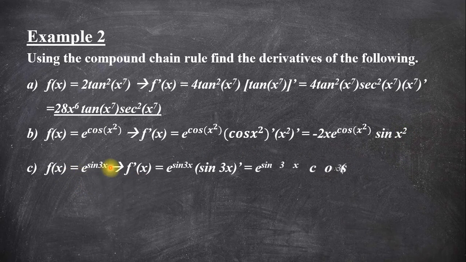Next, f of x equals e to the power of sin 3x. This is somewhat similar to the previous one, but it is a little easier. The derivative of this is e to the power of sin 3x itself times sin 3x prime. We also have to differentiate this part: e to the power of sin 3x times the derivative of sin, which is cos 3x, times the derivative of 3x by itself. So the answer is 3 e to the power of sin 3x times cos 3x.